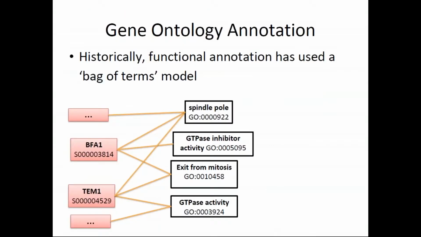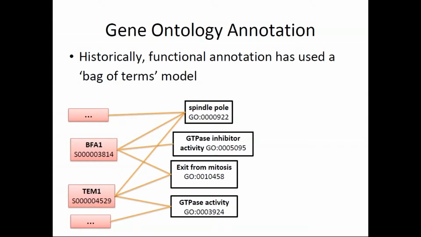But I think there's some parallels here to what we're doing within the Gene Ontology, which I'll talk about briefly. So historically, we saw yesterday how the GO is used in enrichment analyses. And so most people in molecular biology are familiar with it. One reason for the success of GO is it's had a very simple underlying data model where basically a gene is modeled as a bag of terms. So the BFA1 gene is just modeled as, okay, this is a gene that's in the spindle pole, it's a GTPase inhibitor, it's involved in mitotic exit.